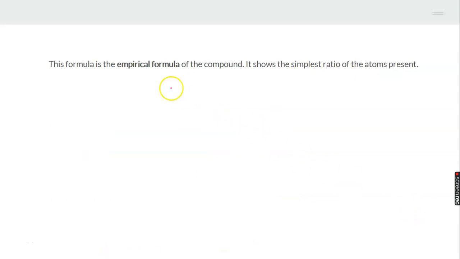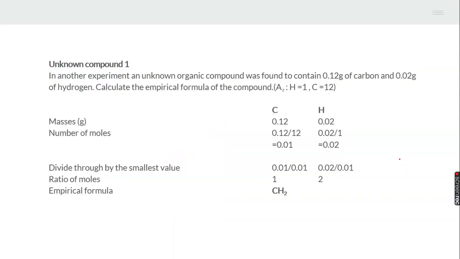This formula is the empirical formula of the compound. How can you define empirical formula? When you say empirical formula, it shows the simplest ratio of the atoms present. For instance, in magnesium oxide, the ratio of magnesium to oxygen is 1:1. Okay, am I clear? So you have 1:1. So moving to the next, unknown compound. We just deal with formula now. When you're talking of an unknown compound, how can you know the compound?